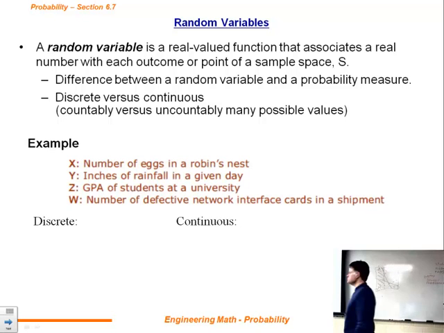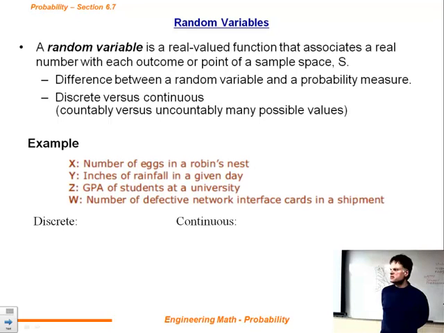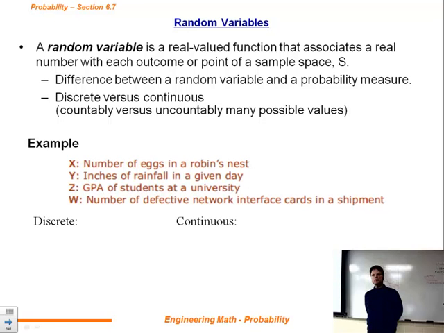Okay. All right. GPA of students in the university. So the sample space is the student population of the university, and the outcomes are students. And for every outcome, for every student, there's a GPA, which is some value from 1 to 4. What do you think? Discrete or continuous? I'd say continuous. That's based off of the last question.